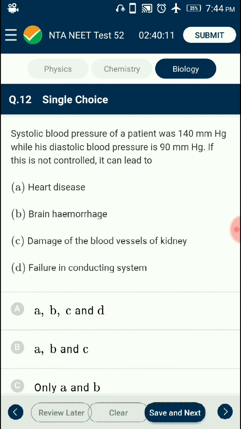Systolic blood pressure of a patient was 140 mmHg, while his diastolic blood pressure is 90 mmHg. If this is not controlled, it can lead to... Blood pressure is the lateral force exerted by the volume of blood on the walls of the blood vessels. The blood pressure is higher in the arterial circulation than venous. Normal ideal blood pressure in the human is 120 by 80 mmHg.